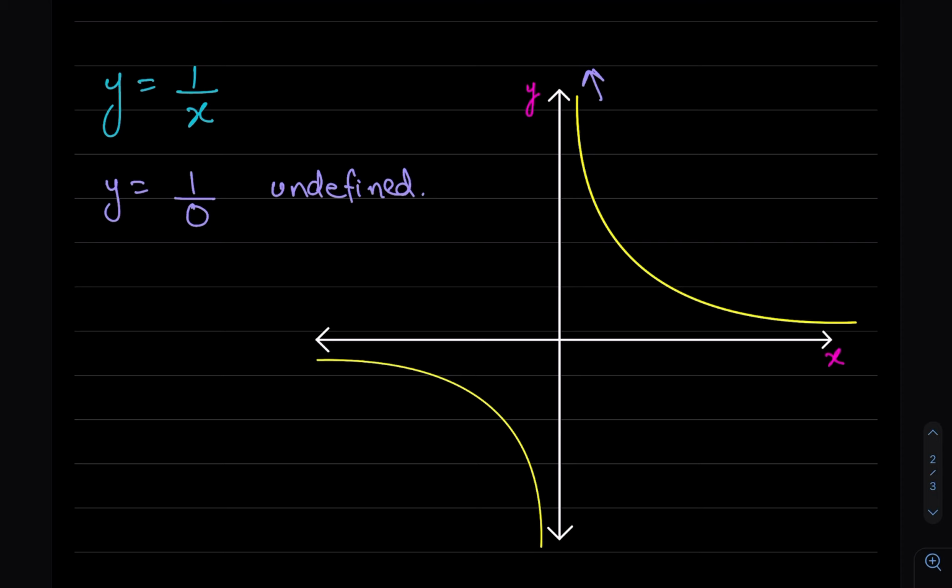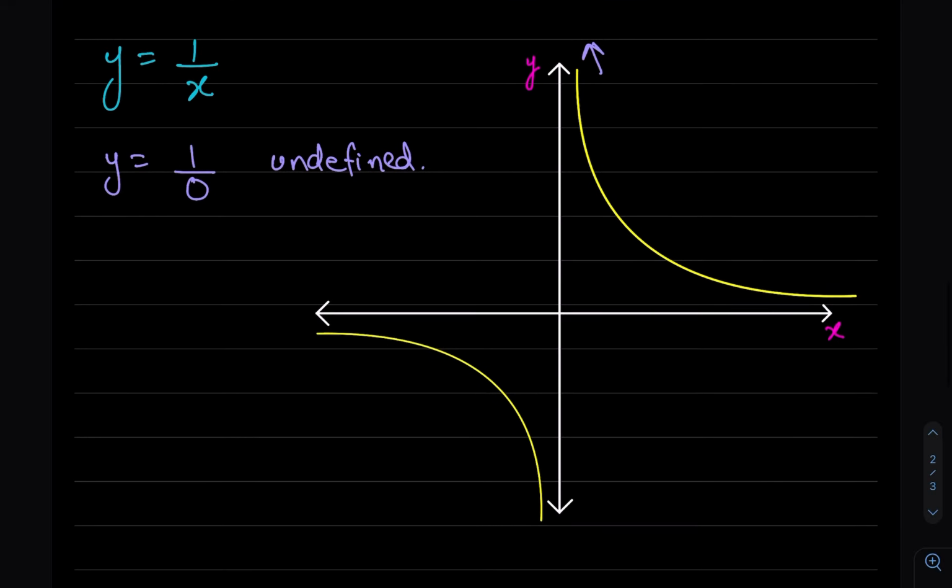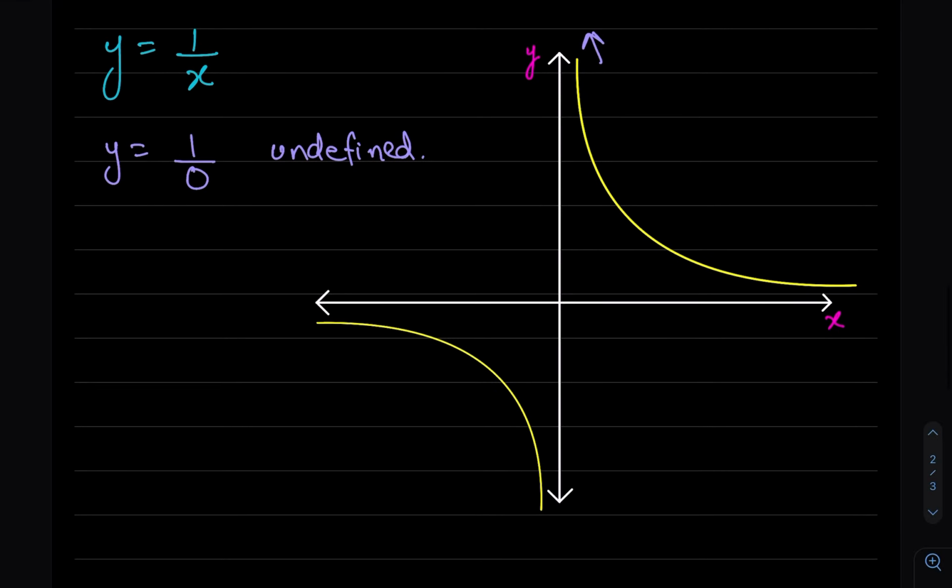In another video, I'll tell you why 1 over 0 is undefined and why 0 over 1 is equal to 0. But for now, what we saw was that 0 is not an x value I can put in, right? Now, if you input a number that's less than 0, you're okay. If you input a number that's greater than 0, you're also okay. But if you're at 0, you're in trouble.